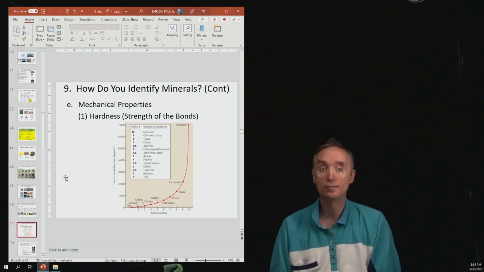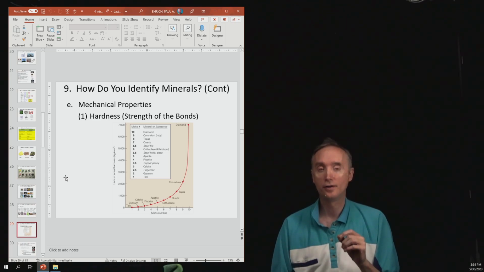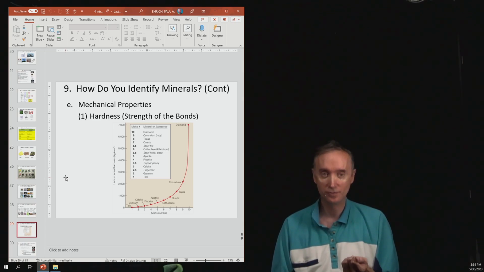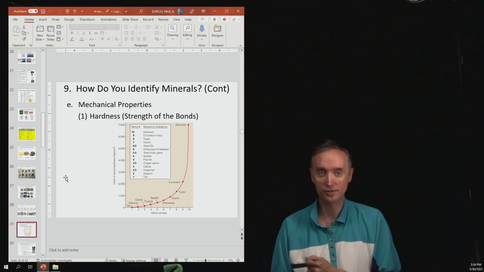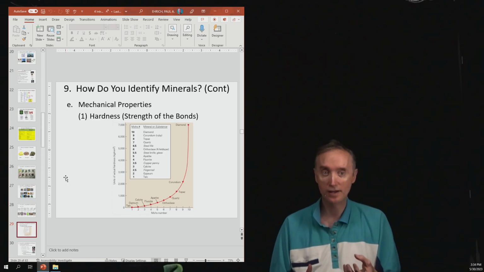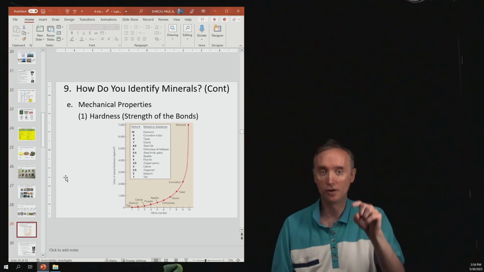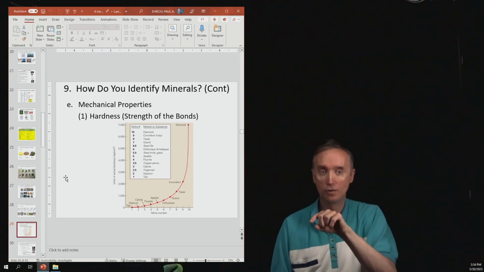Another one is going to be hardness. So you should know the softest mineral there is, and you should know the hardest mineral that there is. So the hardest mineral, the one that resists scratching the most, is going to be diamond, and then the softest one is going to be talc. And then you see that all of the other minerals fall between diamond and talc.